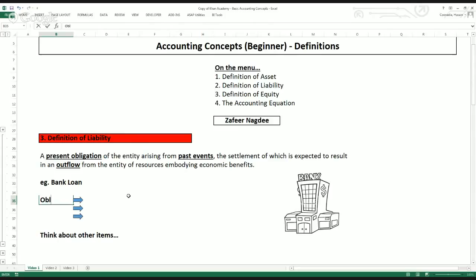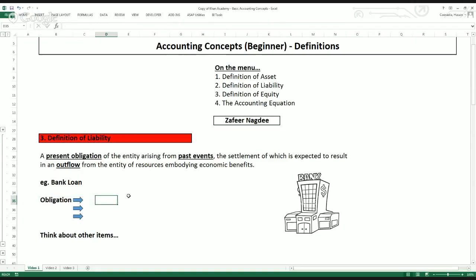So an obligation implies that there is something that we have to do that we don't really want to. So within the context of our example being a bank loan, we have an obligation to pay back that money once we receive it, of course, whether we like it or not.